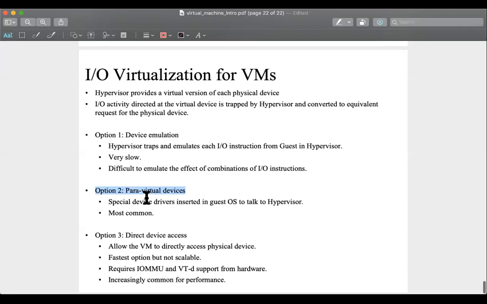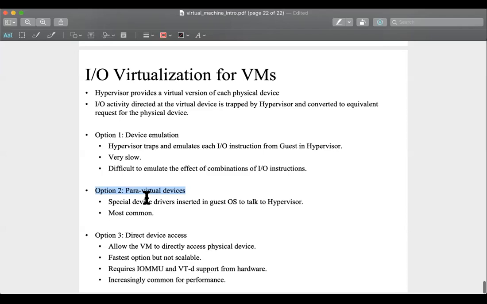And almost certainly the VMs that you're using for your assignments have ParaVirtual devices. So if you log into your VM and check the disk or the network interface, it would be some kind of a ParaVirtualized IO device. Now, people should be happy with that, but unfortunately they're not, because the performance of ParaVirtual IO devices is still not that great.